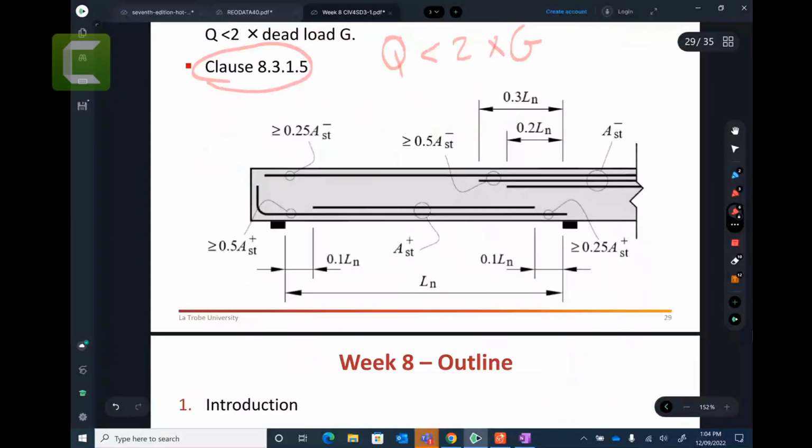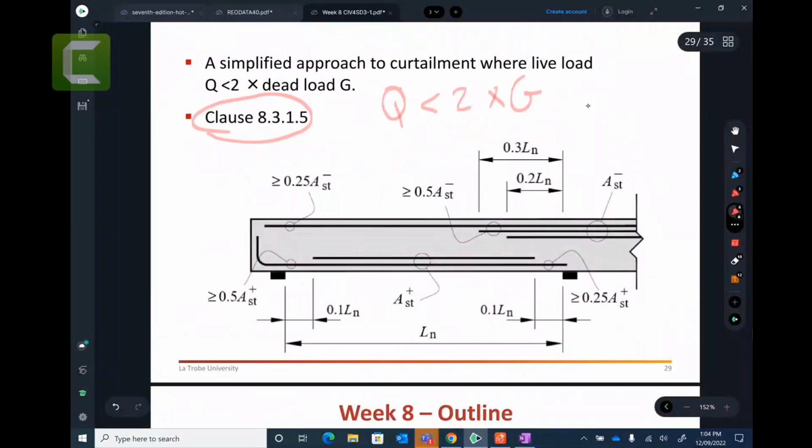So what happens here? Let's say you have this support here, and you have another support here. If I draw the bending moment diagram, it looks like this.